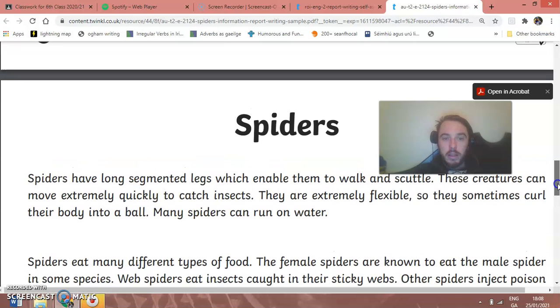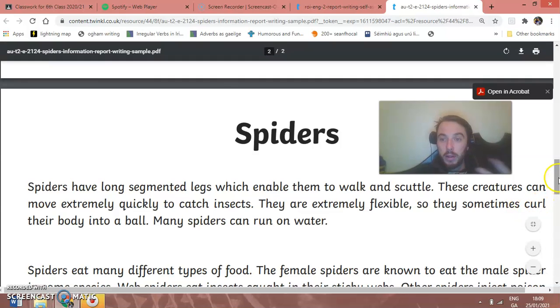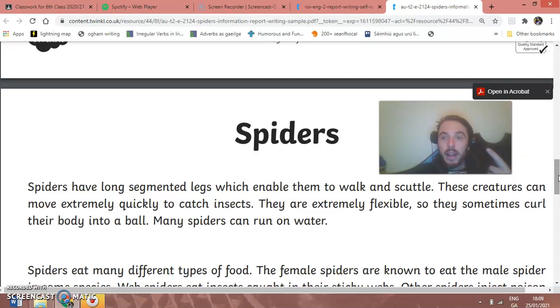Spiders have long segmented legs which enable them to walk and scuttle. These creatures can move extremely quickly to catch insects. They are extremely flexible, so they sometimes curl their body into a ball. Many spiders can run and walk. So this paragraph is explaining how they move around. Again, good paragraph, good information, but lacking the title of the paragraph.